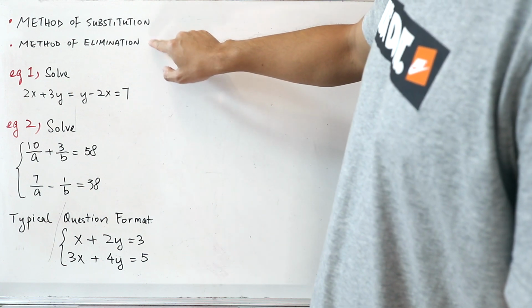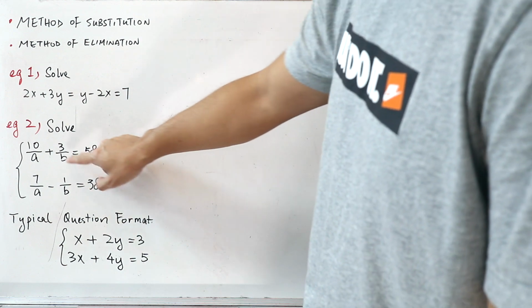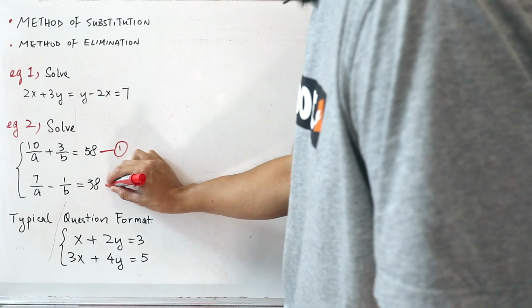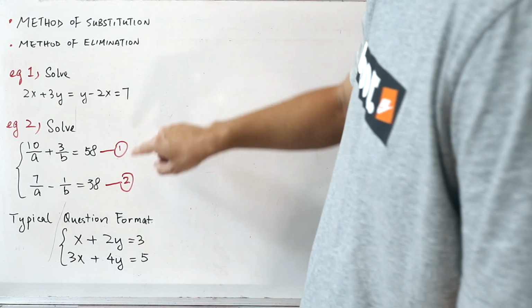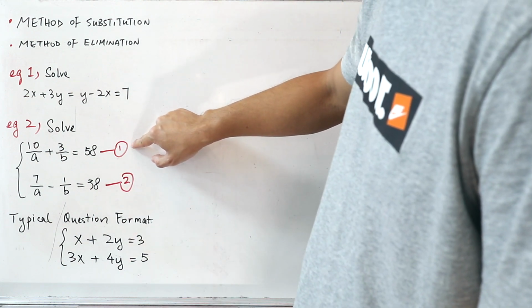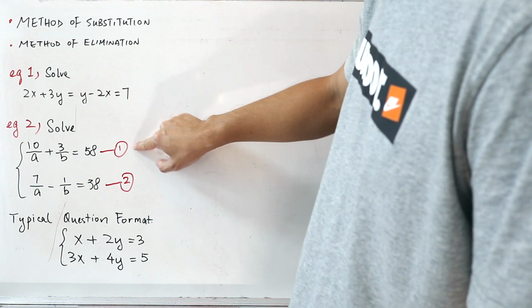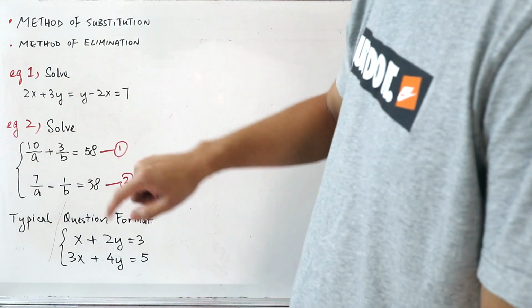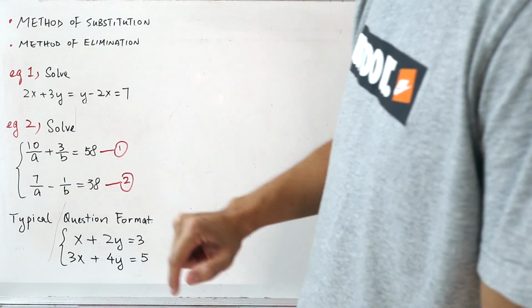To use the method of elimination, you want to find something in this equation. I'll call it equation number 1, and this is equation number 2. You want to find something in both equations 1 and 2 that are the same. But here you can see none of them are the same. 10 over a is different from 7 over a. 3 over b is different from 1 over b.